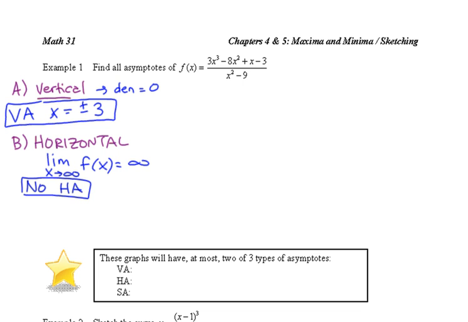Okay, time for some slant. Slant asymptote. Okay, how do I know I have a slant asymptote? Top degree equals bottom degree plus 1. Check. Okay, so we're going to divide here.